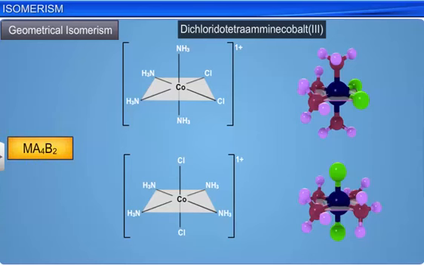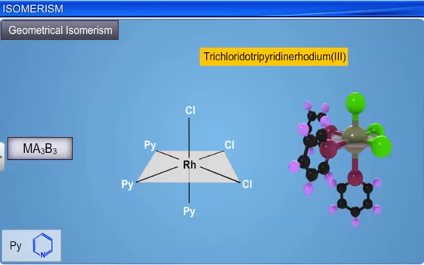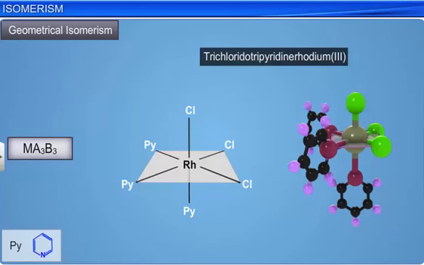An important Ma3b3 type of complex is trichloridotripyridinerhodium(III). In one of the isomers shown, you can see the three donor atoms of the same type of ligands occupying adjacent positions at the corners of an octahedral face. Such an isomer is known as a facial isomer. In the other isomer, called a meridional isomer, the positions of the ligands are around the meridian of the octahedron.